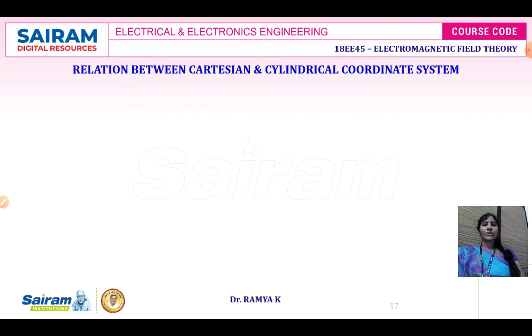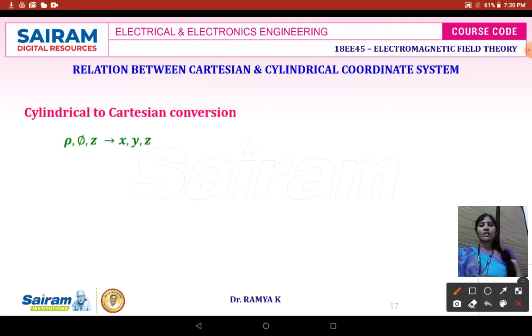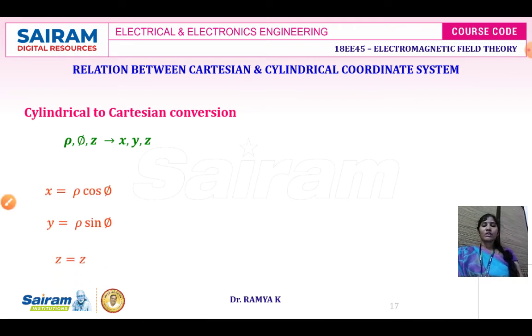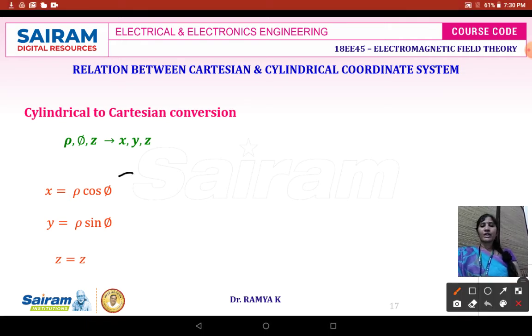Next one, how to convert one coordinate system to another coordinate system. In this, we are going to see how to convert the cylindrical system into the Cartesian system. The cylindrical coordinates are rho, phi, z. That has to be converted into x, y, z. The formula to convert the cylindrical coordinate system to Cartesian coordinates is x is equal to rho cos phi, y is equal to rho sin phi, and z is equal to z.